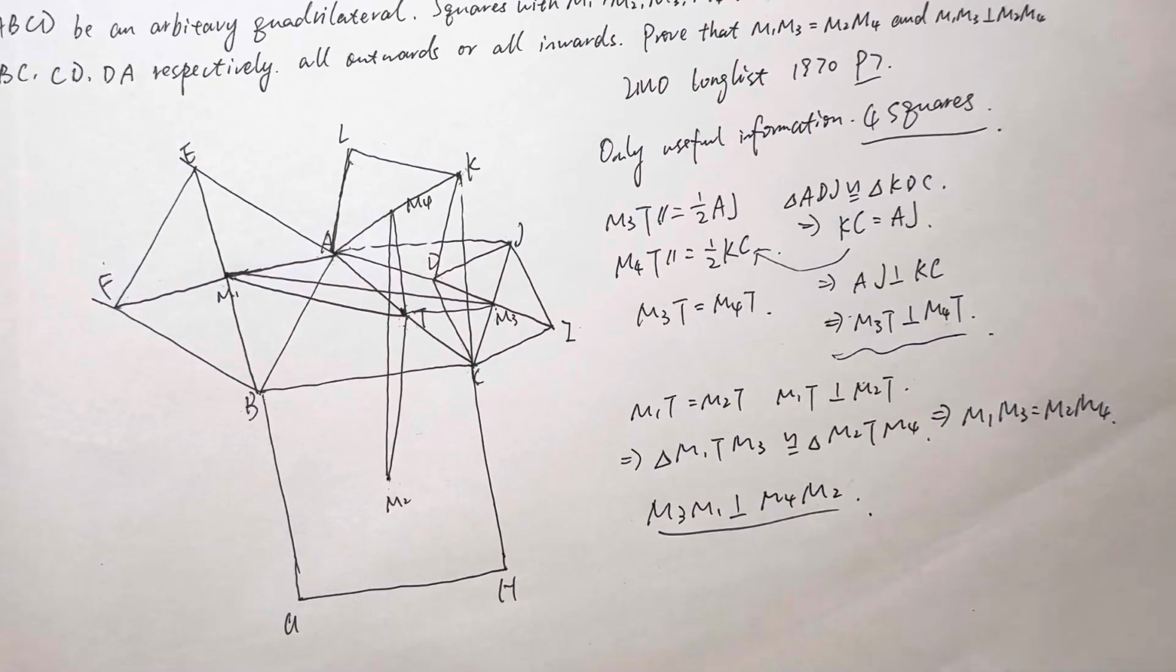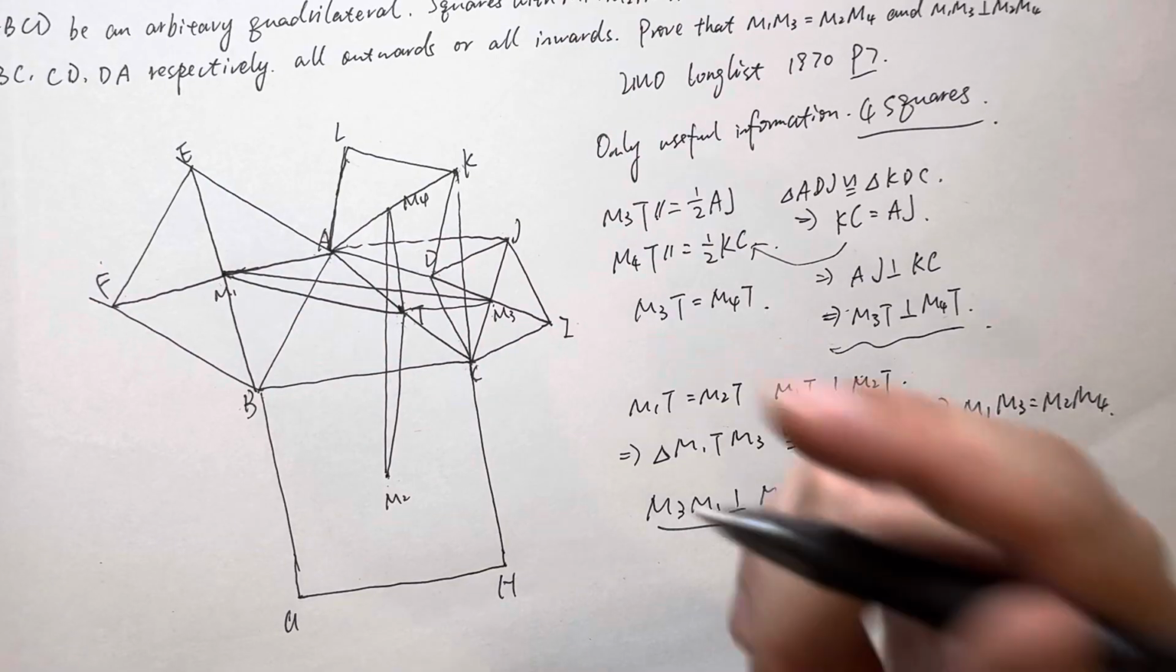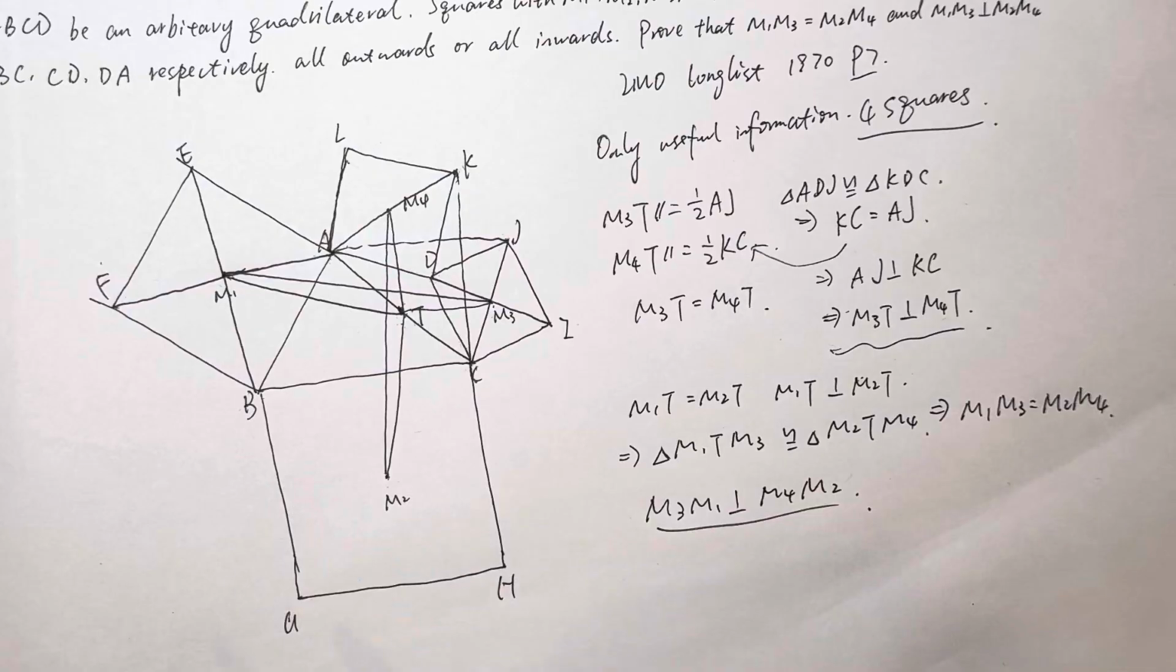So the key point of this problem is to think about the information we have. It's very limited, right? Just the squares. And from the squares, especially looking at M1, M2, M3, M4, the only thing we can get is a midpoint. So we have to use it. Once you think about the midpoint, how can we use a midpoint to put it into a triangle? That's the only way here. Then the problem becomes more clear.